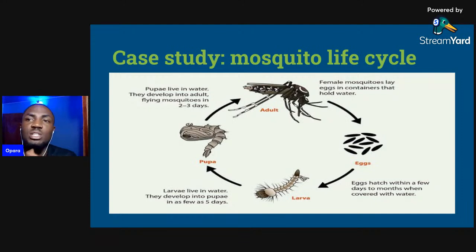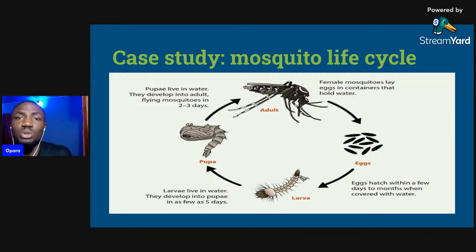Okay, so let's look at a case study of the mosquito life cycle. Pardon me for this illustration, but I really want to make the lesson engaging and fun. If you look at the life cycle of a mosquito, we have 4 stages: the adult, the eggs, the larva, and the pupa. Now, as a biology student, you're going to agree with me that because you know these stages very well, you will be able to answer if someone brings a larva to you.